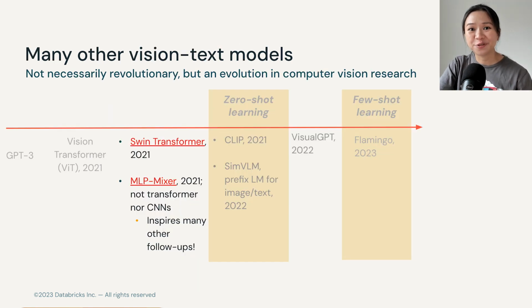There are many other follow-ups to this ViT research using attention mechanism for computer vision. One of them is called Swin Transformer, and the next one is called MLP-Mixer. Granted, MLP-Mixer is actually not a transformer nor a CNN, but it inspires many concurrent papers and follow-ups based on the findings from this paper. So if you're interested about what MLP-Mixer is doing, definitely check out their paper.